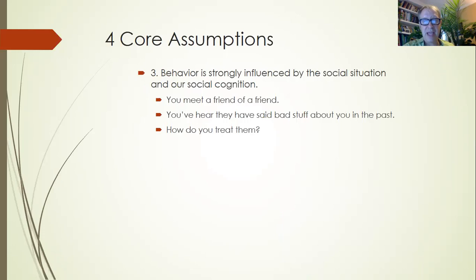Another core assumption is that behavior is strongly influenced by the social situation and our social cognition. So it's not just the situation, but how we think about it. If you were going to go meet a friend of a friend and you heard that this person had been talking smack about you, that's going to affect your expectations and you're probably going to treat them poorly. Now, you may have been told that, but that may have been a rumor that was a lie. But still, because you're thinking that, it is going to affect how you treat that person, how you behave. So again, it's the combination of these factors which is going to determine our behavior.